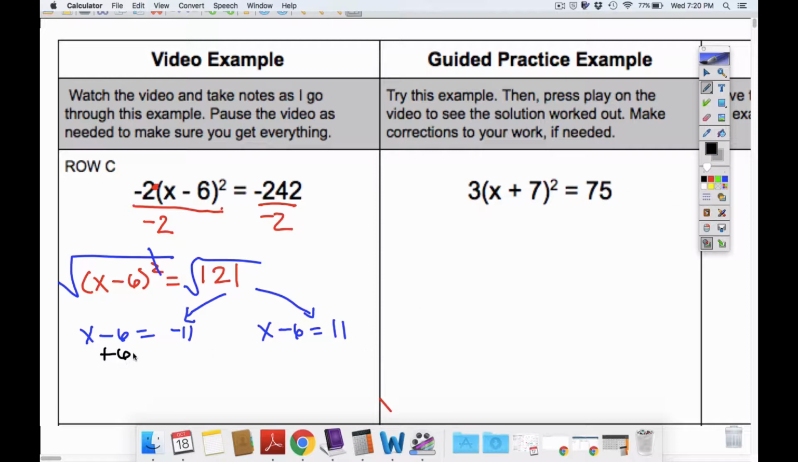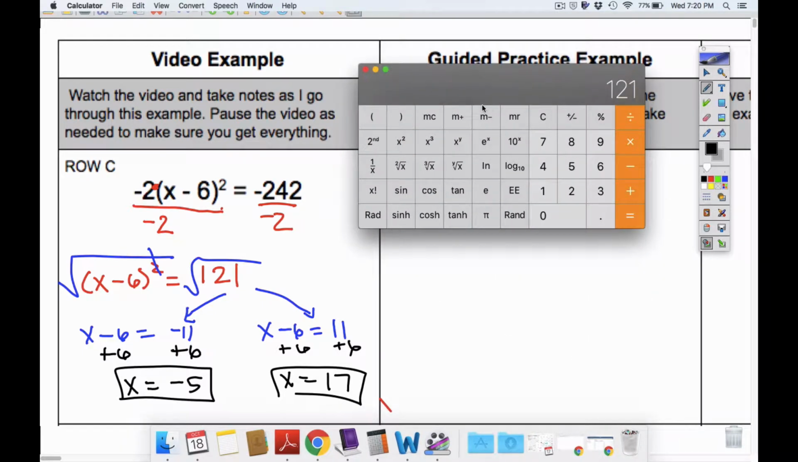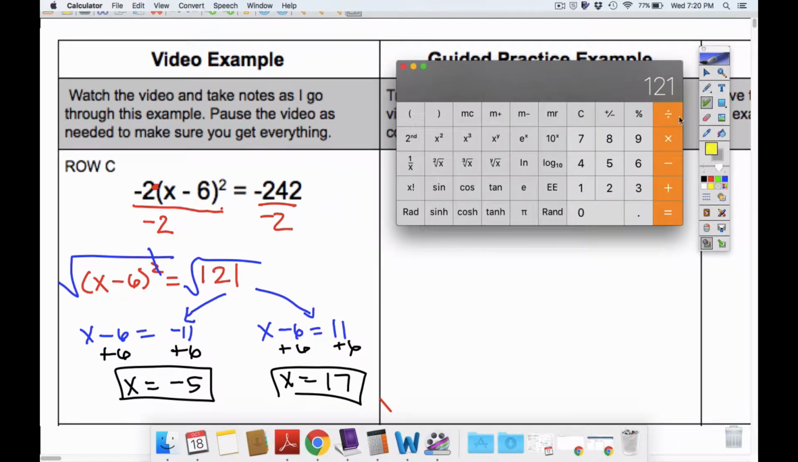So I'm going to add 6 to both sides and get x is equal to -5. And over here, add 6 to both sides, and I get x is equal to 17. Those are my two answers. Now, like we talked about in the last video, it's a good idea to check and make sure that our answer is correct. So I'm going to take this -5.